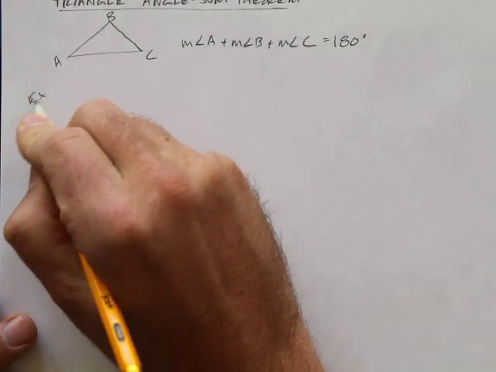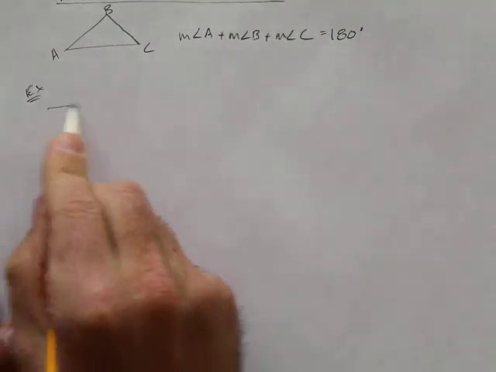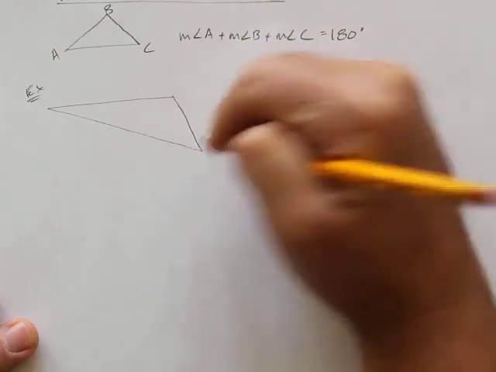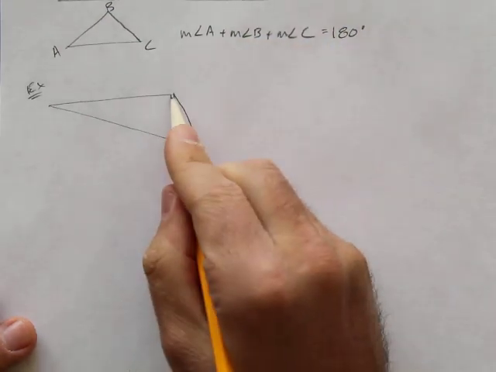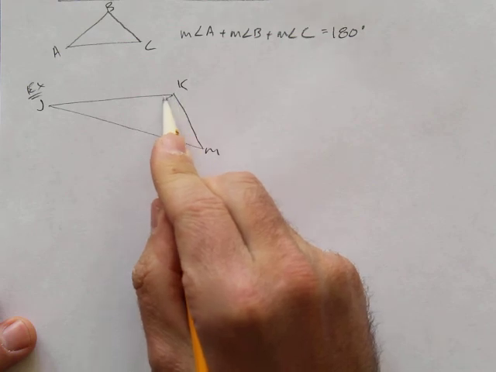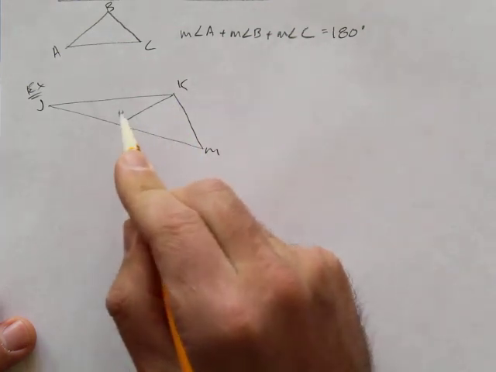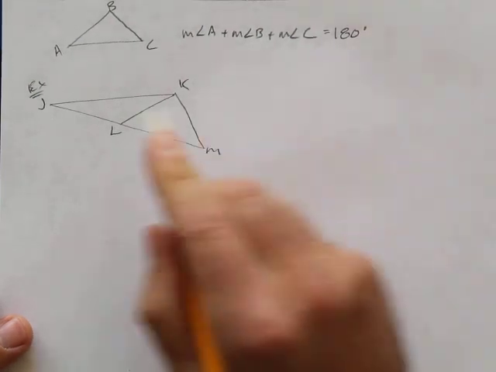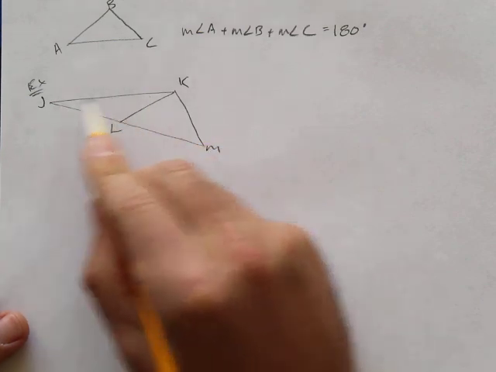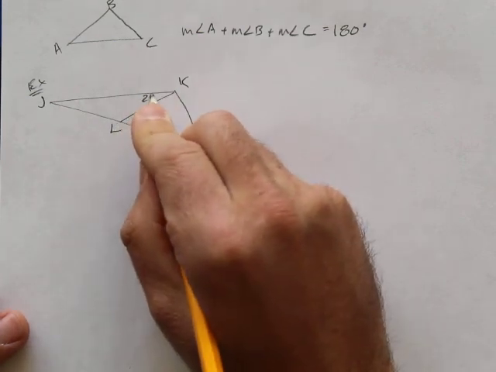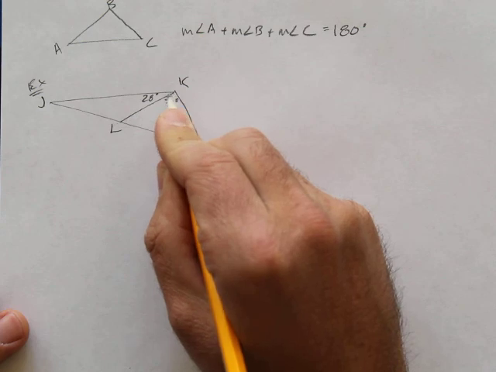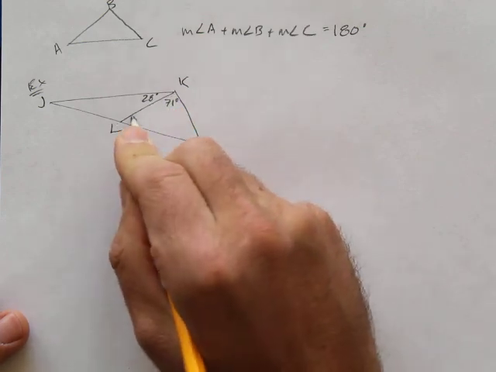So let's look at an example of a triangle, and let's use our new knowledge of the triangle angle sum theorem. Let's put that to the test here. So this is going to be J, K, M, and from K I'm going to draw a line segment there, and I'm going to have point L here. Okay, angle JKL is 28 degrees. LKM is 71 degrees. KLM is 57 degrees.